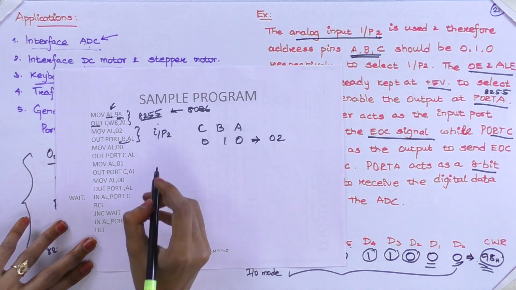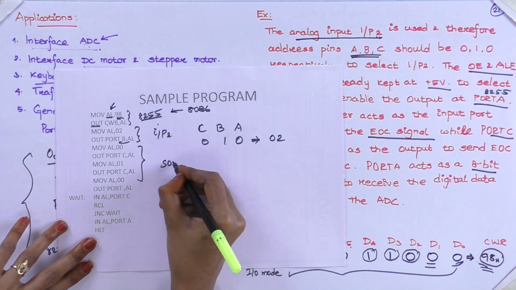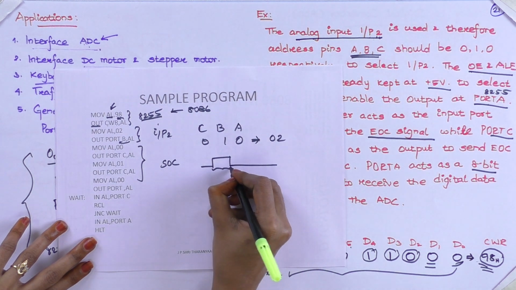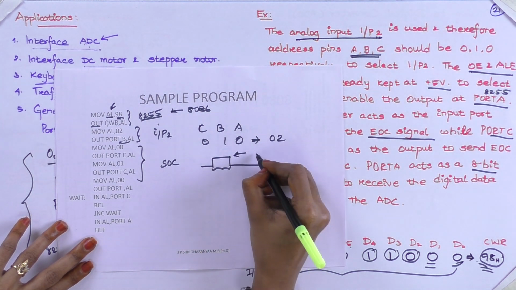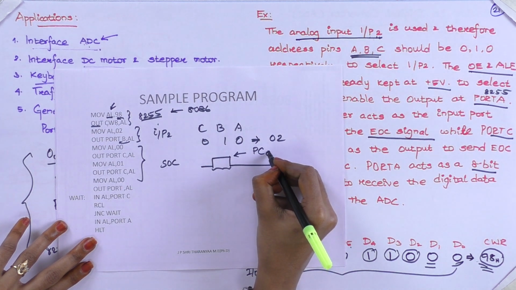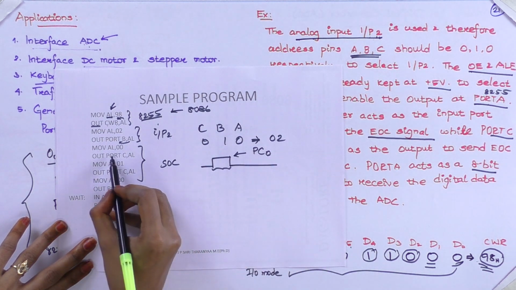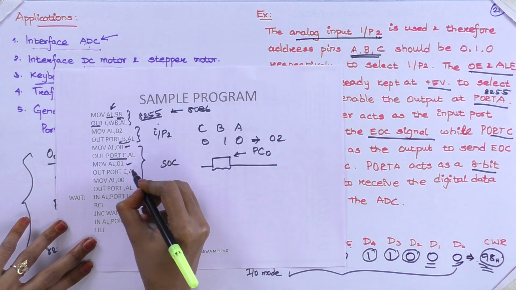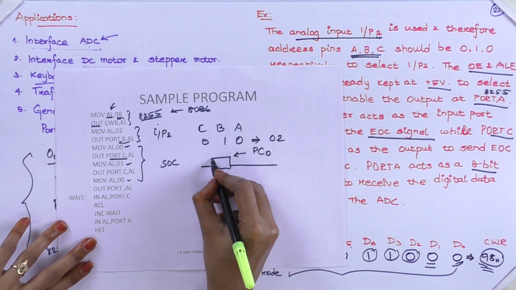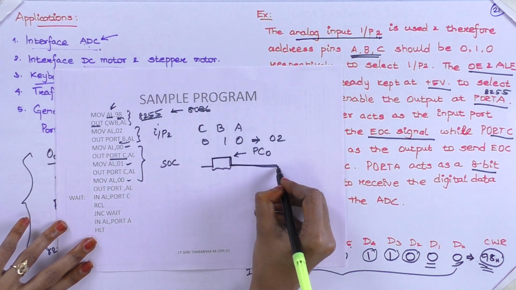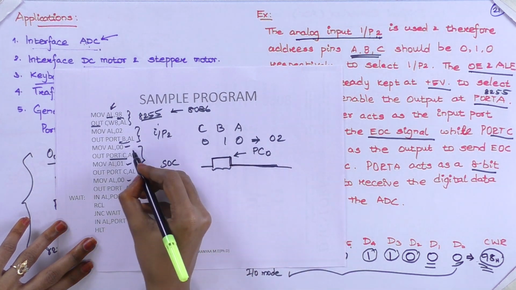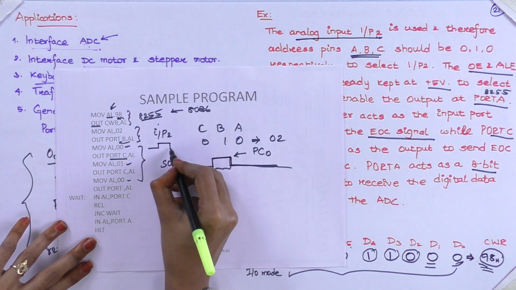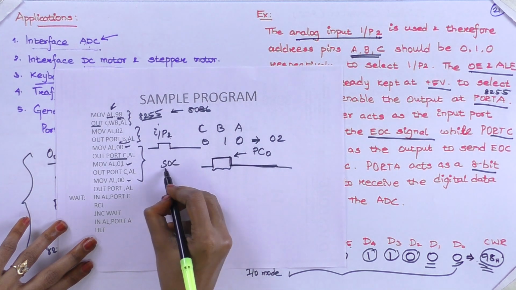Here we have selected the input. Next we are supposed to give the start of conversion. The start of conversion is a low to high pulse. It should be retained for some time period. This start of conversion is issued by PC0. So you are supposed to pass this value to port C. First 00 is given, then 01 is given, then 00 is given, because this high signal should be retained for some time period, then it should go low. That's what happened here. First low signal is given, then high 01 is given, then low signal is given. Now the start of conversion is issued.